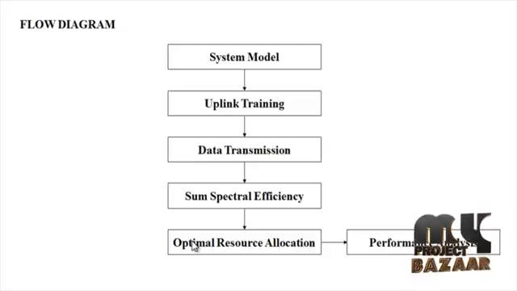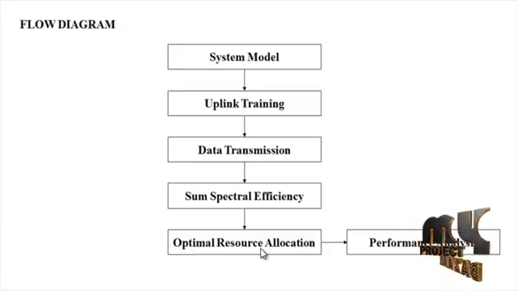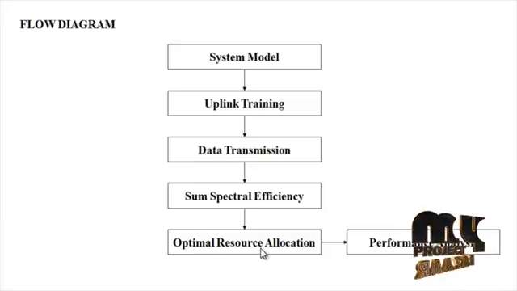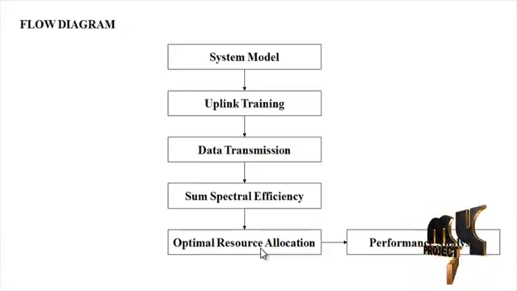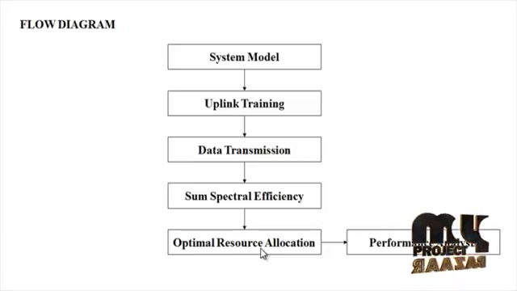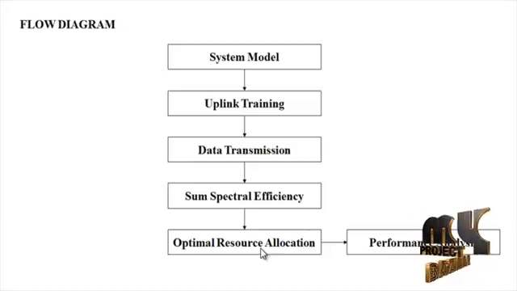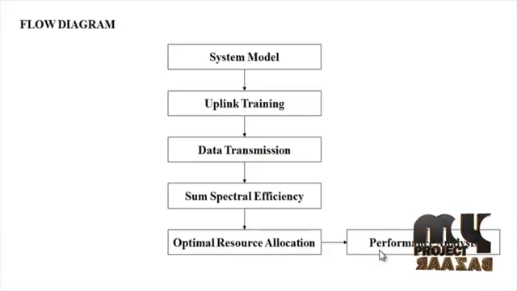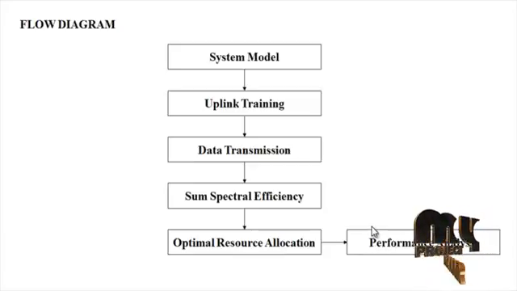And finally, the optimal resource allocation. Let P be the total transmit energy constraint for each terminal in a coherence interval. The transmitted powers of pilots and data are chosen to maximize the sum spectral efficiency. Finally, the performance has been analyzed.